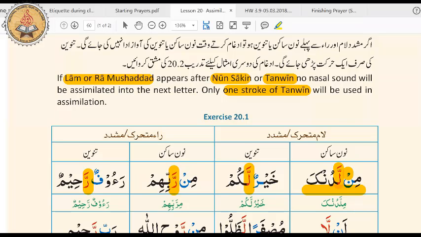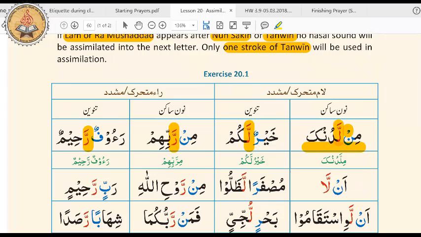Okay, that's enough of me explaining it. I think what we will do now is we'll move on to exercise 20.1. I'm going to choose a student to help me with this, and hopefully with practice, inshallah, you'll understand more.